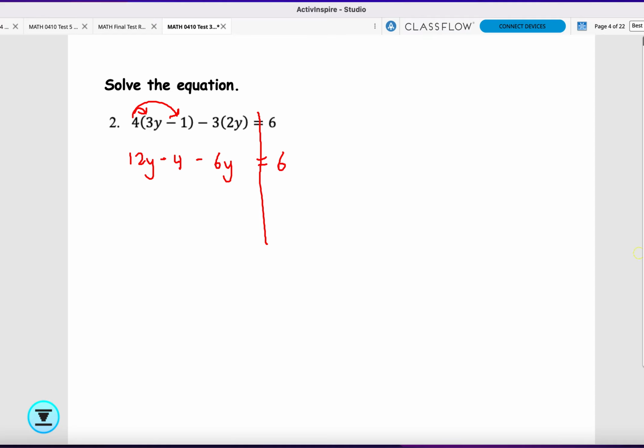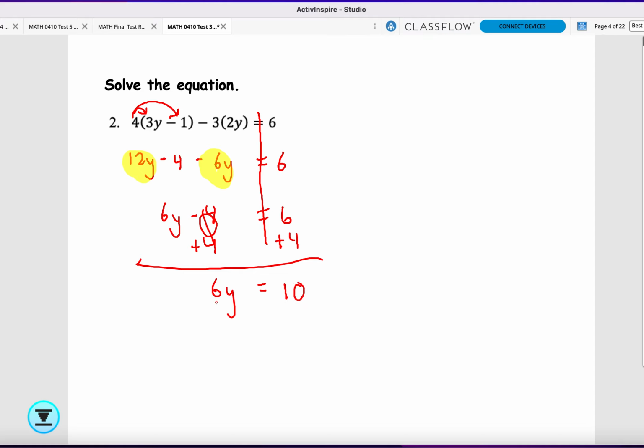Now we have to combine our like terms. What can we combine here, ladies and gentlemen? We have 12y and negative 6y. So 12y minus 6y is a positive 6y, minus 4 equals 6. Now we've got to solve for y, guys, using algebra. Getting y by itself, we have to move this minus 4 first. The opposite of minus 4 is plus 4. Go ahead and do that on both sides. Bring down the 6y. 6 plus 4 is 10.